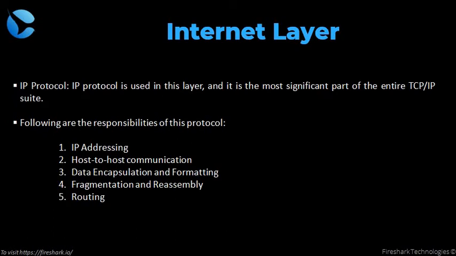Fragmentation and reassembly. The limit imposed on the size of an IP datagram by the data link layer protocol is known as the maximum transmission unit, MTU. If the size of the IP datagram is greater than the MTU, then the IP protocol splits the datagram into smaller units so that they can travel over the local network. Fragmentation can be done by the sender or an intermediate router. At the receiver side, all the fragments are reassembled to form the original message.